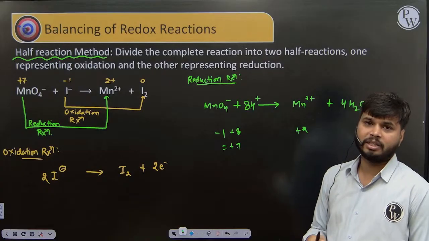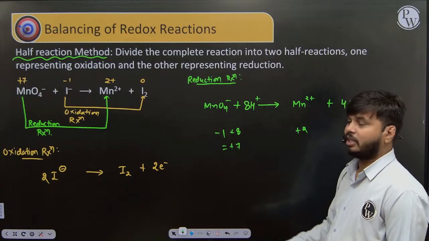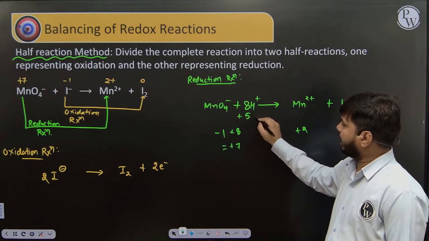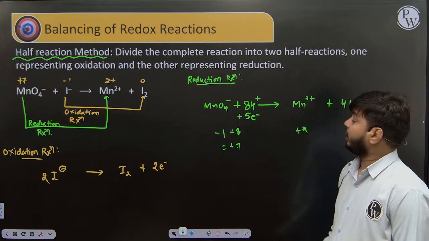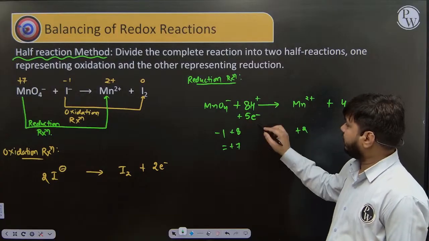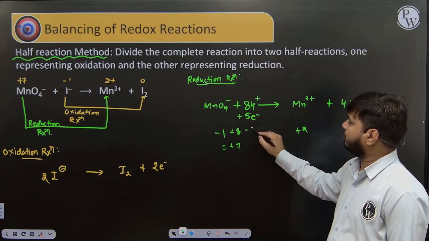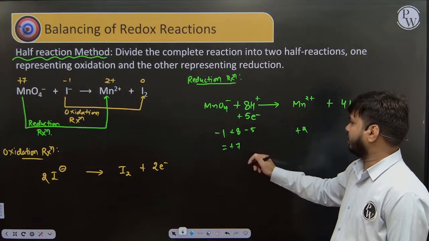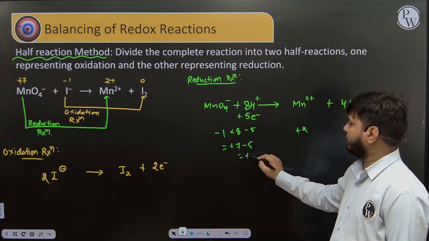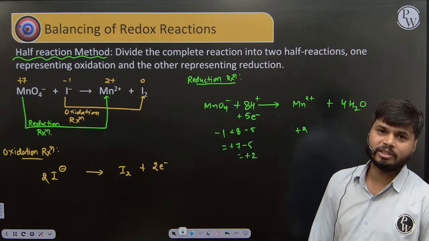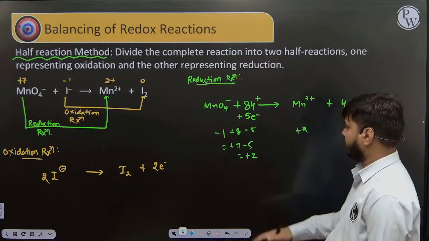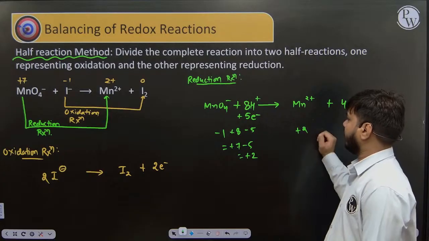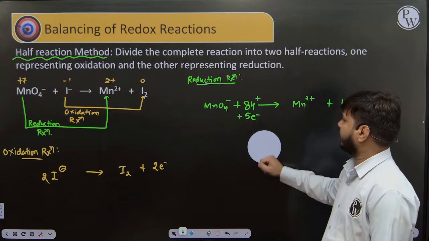We have to balance this charge with the help of electrons. So I am going to put 5 electrons in the left side. If I add the 5 electrons on the left side, 5 into -1, so we will be having -5. So you will be having +2 charge in the left hand side. So +2 same. Everything is balanced. You can check.